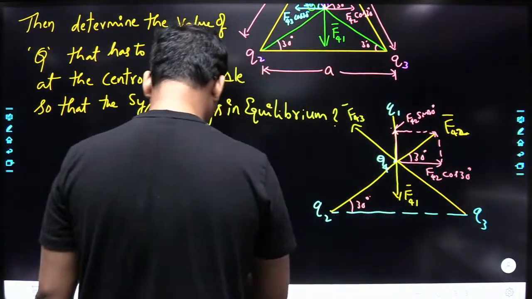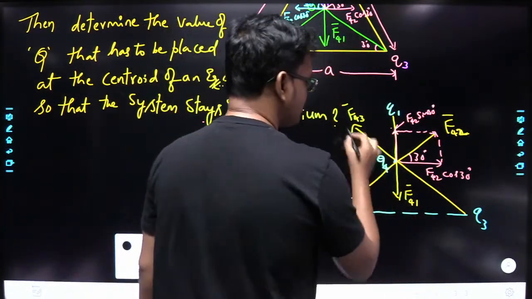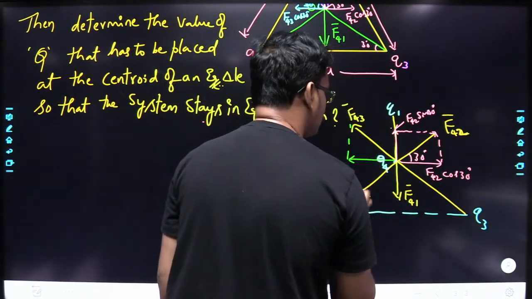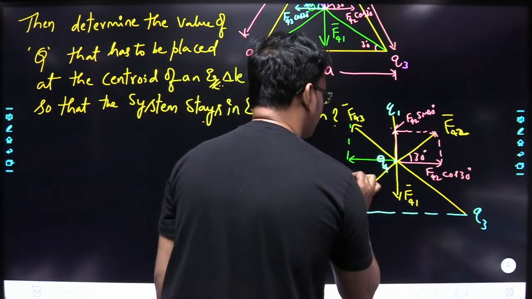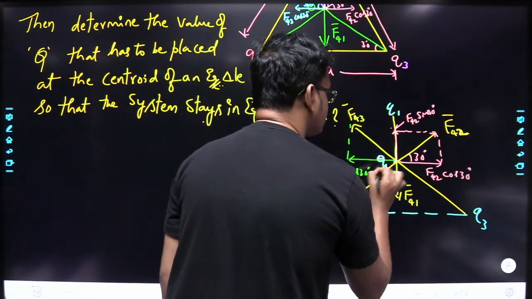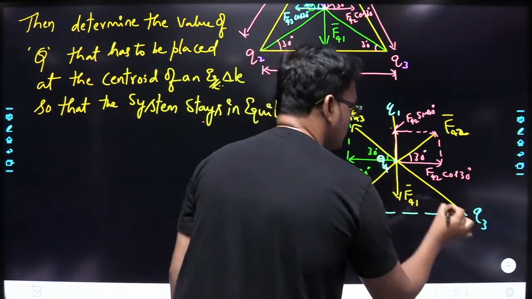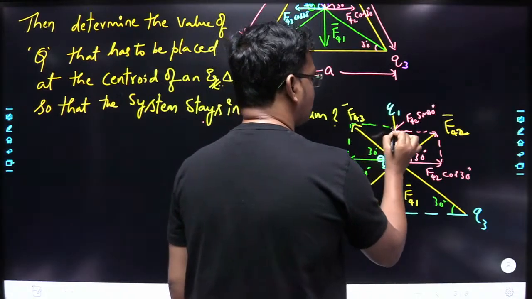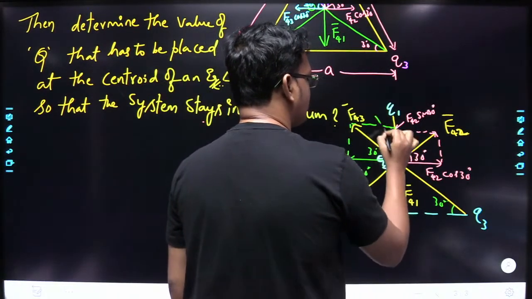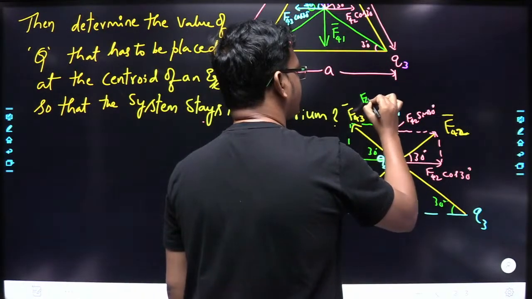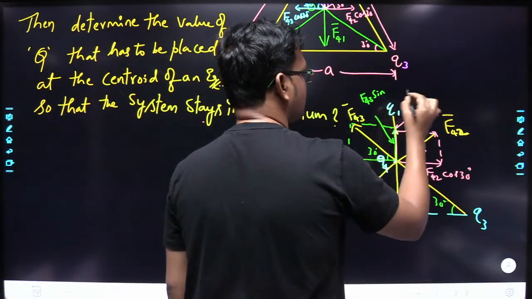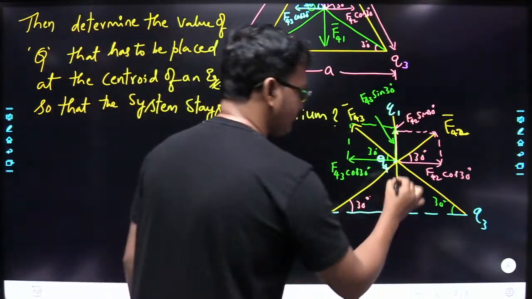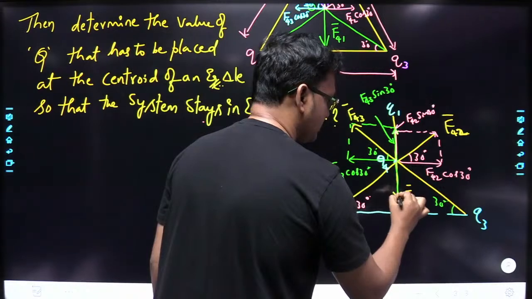Next, similarly, this F43 can be resolved into two components. One is along this direction, that is F43 cos 30 degrees. So this angle is also what? 30 degrees, right? So its vertical component will be F43 sin 30 degrees, right? And this is F14, acting in this direction.